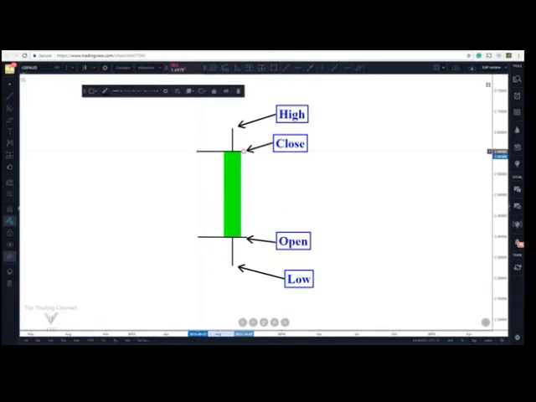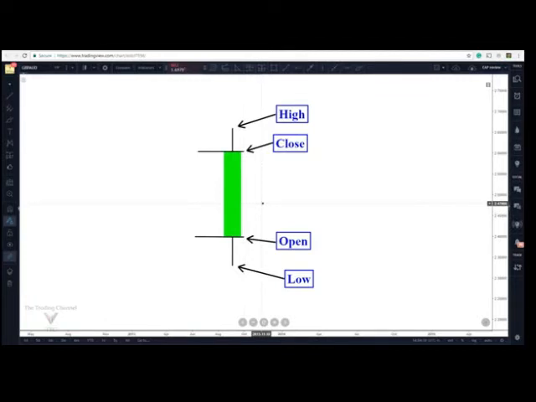So for this example, let's pretend that this is a daily chart. So the beginning of the day, this market would have opened here at the open. Price action would have moved down to the low, up to the high, and then back down at the end of the day to close right here at our close. And this is an example of the anatomy of a bullish candlestick.